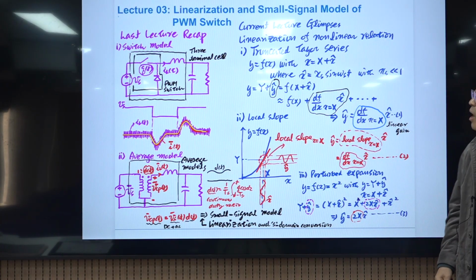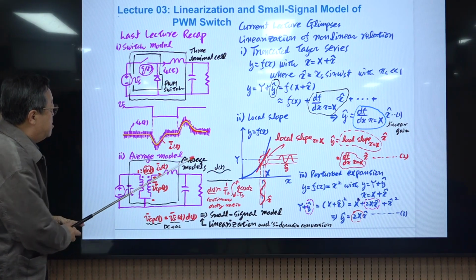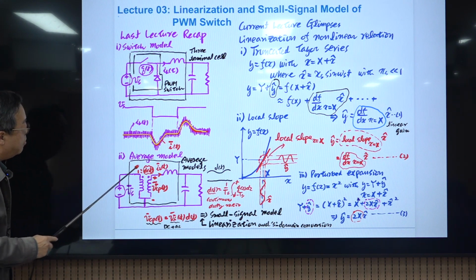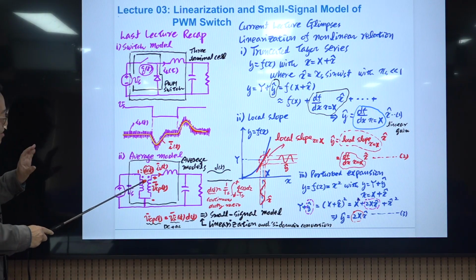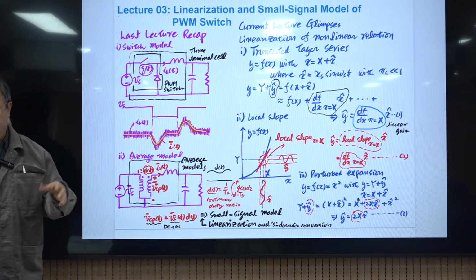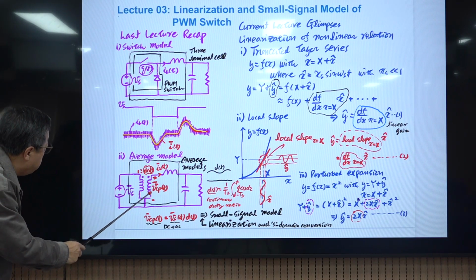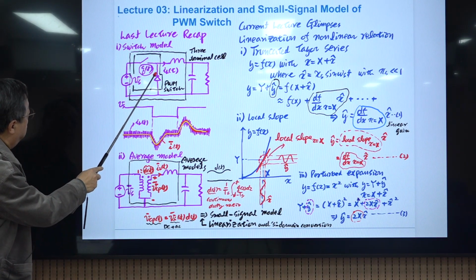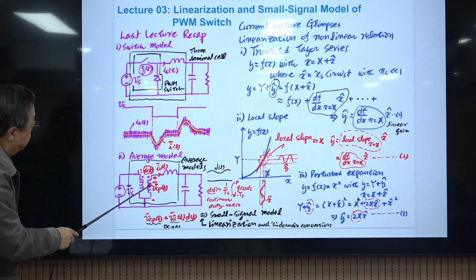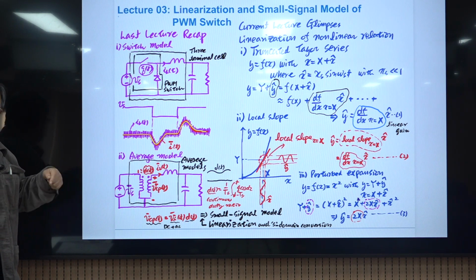Okay. And this is the average model derived from this model. Inside of this is the PWM switch model. We call it the PWM switch model. No, this one. This part is the PWM switch model. The average model of the PWM switch, that is the difference from the PWM switch model. So I got confused previously. So this is the average model of the PWM switch. This combination of the active switch and the passive switch is converted into this ideal transformer based on the averaging process we discussed in the last class.